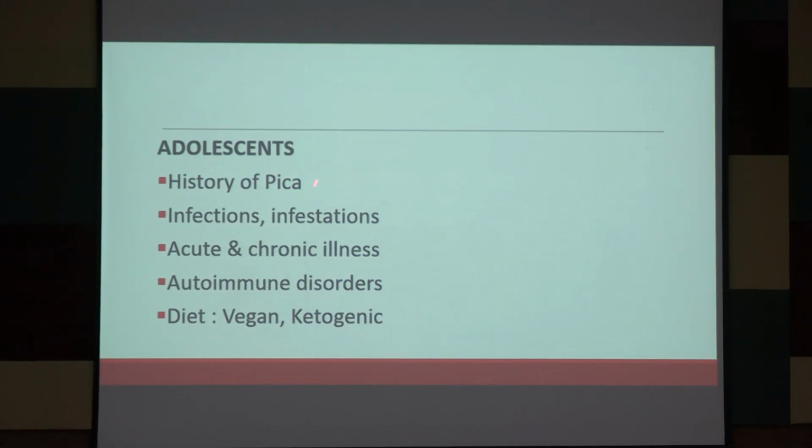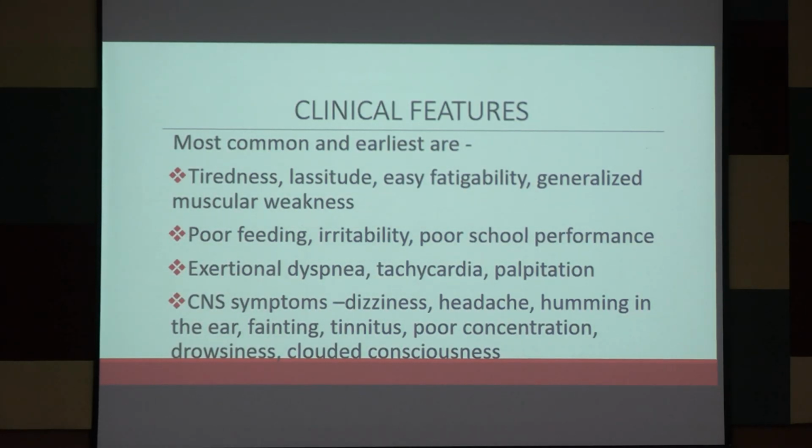In the adolescents again we will inquire about pica, any infection, infestation, acute and chronic illness, autoimmune disorder, this is very important, SLE, rheumatoid arthritis, autoimmune disorders have onset during adolescence very commonly, adolescent females are very commonly affected by this. And diet, many people diet during the adolescent period, totally vegan, so they will have vitamin B12 deficiency, folic acid deficiency, iron deficiency, or ketogenic diet, that is also another type of diet where they consume very small amounts of carbs. Now coming to the clinical features.